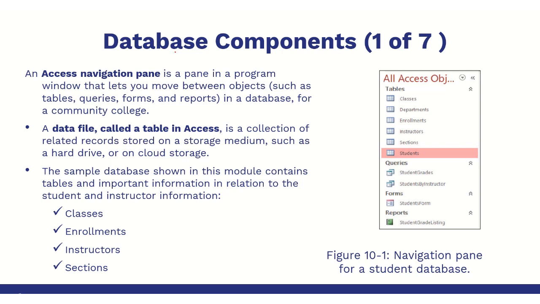In this set of slides, we are going to discuss database components. So, in that context, an Access navigation pane is a pane in a program window that lets you move between the objects such as tables, queries, forms, and reports in a database. For a community college, let us say, a data file called a table in Access is a collection of related records stored on a storage medium such as a drive or on cloud storage. The sample database shown in this module contains tables and important information related to the students and instructor information.